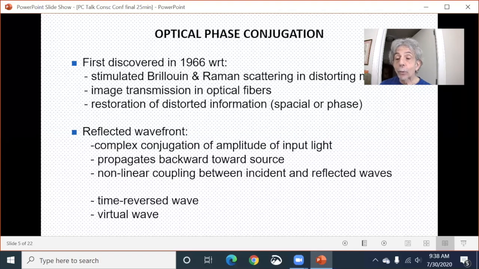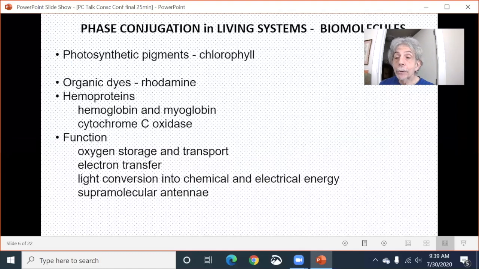It propagates back toward the source, as I said, and there is actually a rather nonlinear coupling between the incident wave and the reflected wave. The two most important properties of this reflected wavefront are that it is time reversed and it is virtual in nature. Two interesting properties, I would say, for the brain. So we have phase conjugation in the scientific literature in certain chemicals, certain molecules, even biomolecules, that have been demonstrated, at least in vitro, to exhibit this unusual behavior.